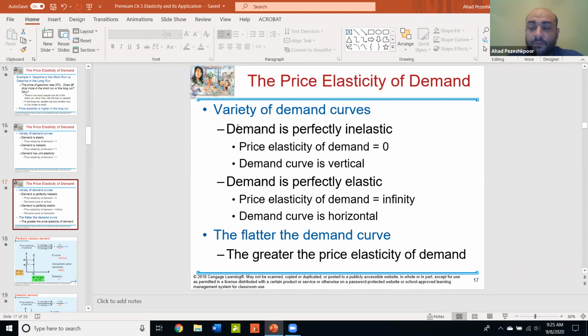Also, there are some extreme examples. When we say perfectly inelastic, it means it never changes. It doesn't respond at all. No matter how the price changes, the quantity demanded will stay the same, or demand is vertical. That means for every price, there is only one quantity demanded. An example would be oxygen.